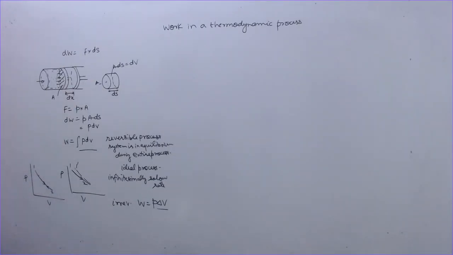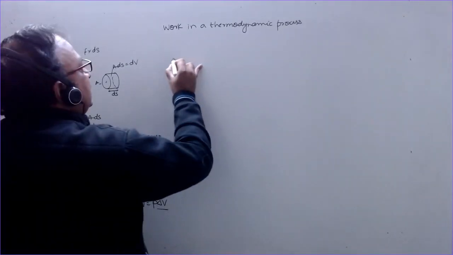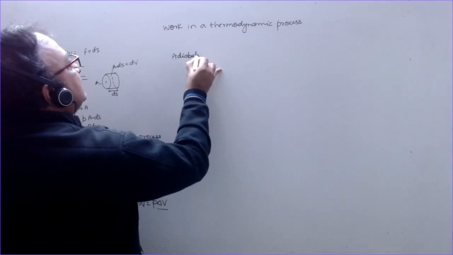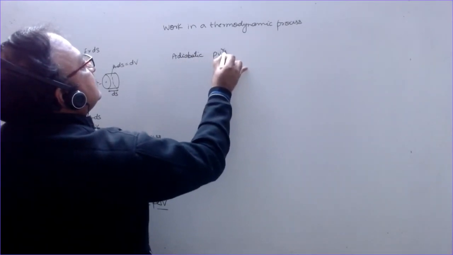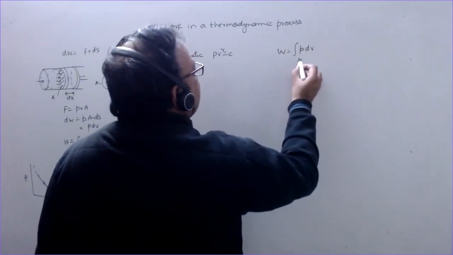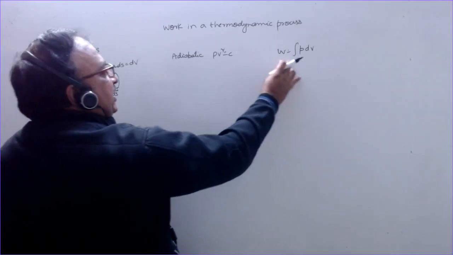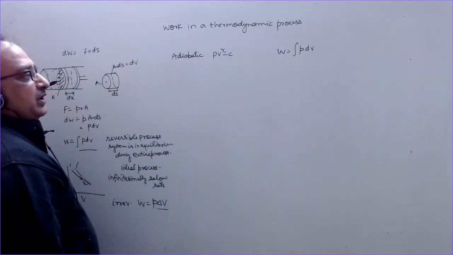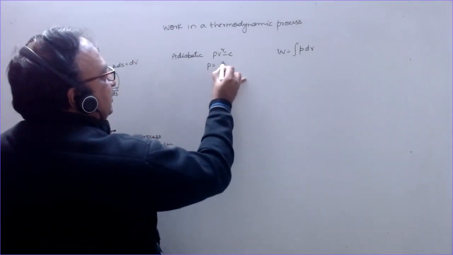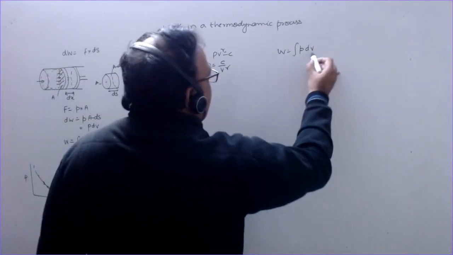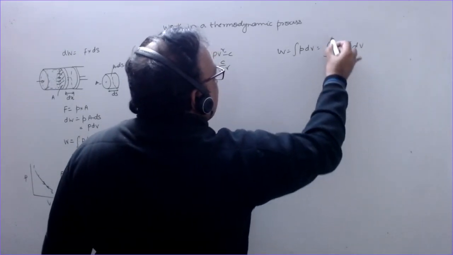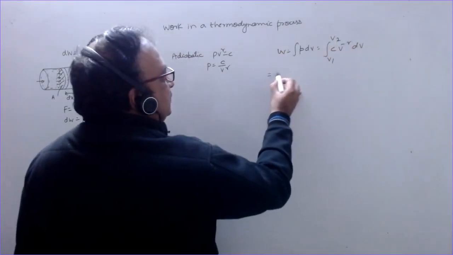Let us take an example of, say, the adiabatic process. So work done is the integral of P dV, and P and V must be related for this. For this type of work, P and V must have a relation with each other. So here I can write P equal to C by V to the power gamma, put the value here, and integrate from V1 to V2, initial to final volume.